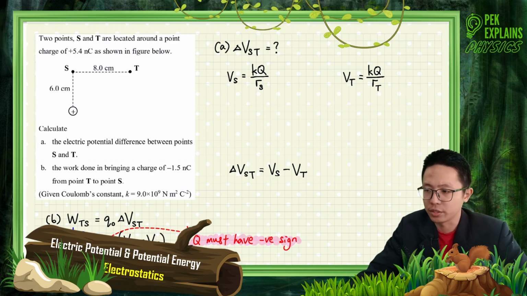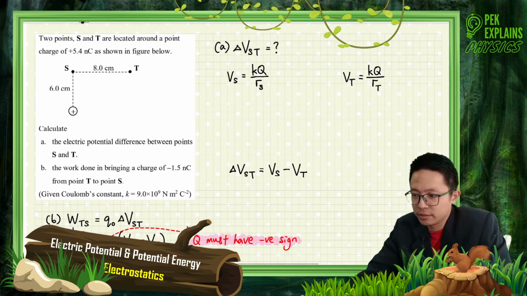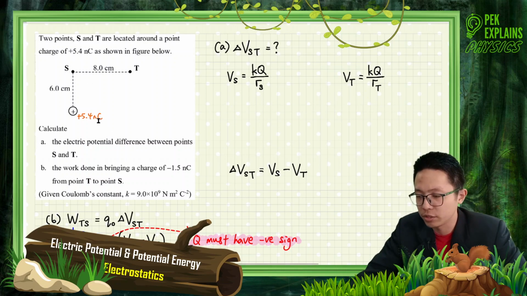Right, now the next questions in electric potential and potential energy. Two points S and T are located around a point charge of a positive 5.4 nanocoulomb, as shown in the figure below. So we have S and T here. Better you write down the information here. This is a positive 5.4 nanocoulomb, so it's easy for you to get the information later.